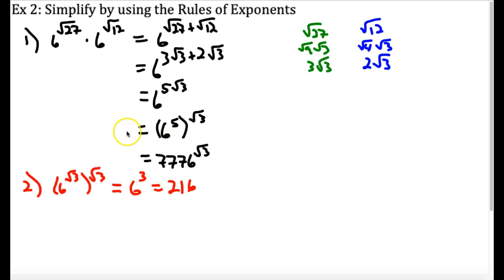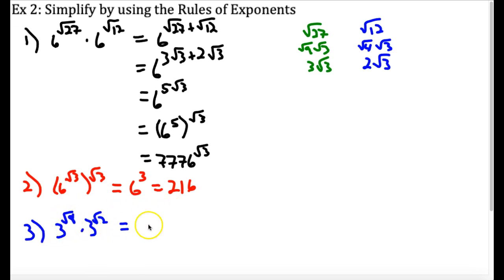How about, let's do one more example here. How about 3 to the square root of 8 times 3 to the square root of 2. All right, give this one a try.